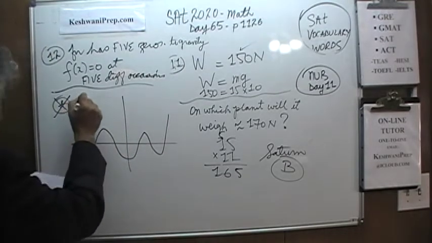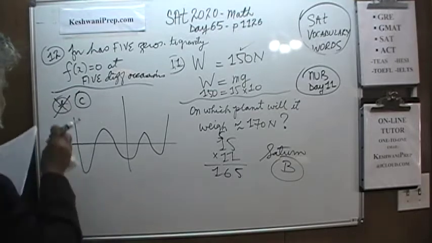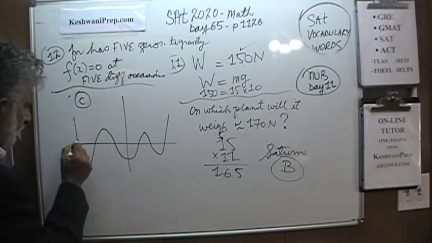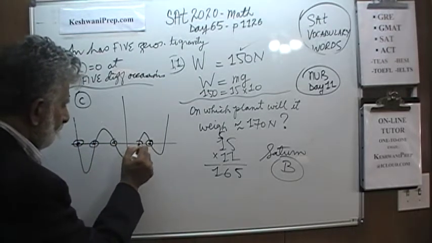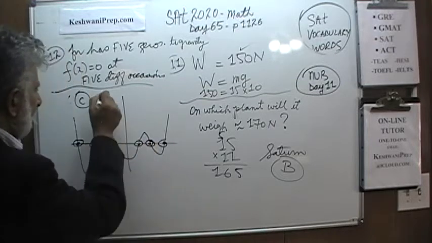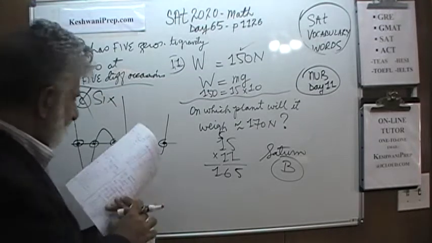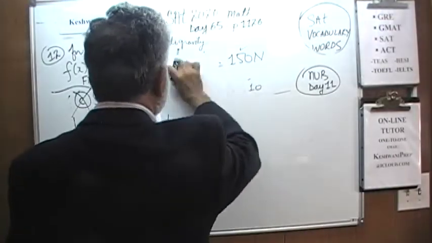This is not A. This is answer choice C. I drew C by mistake. So C crosses 1, 2, 3, 4, 5, 6. It crosses 6 times. C is not the answer. Let's look at answer choice A. And A is also not the answer.